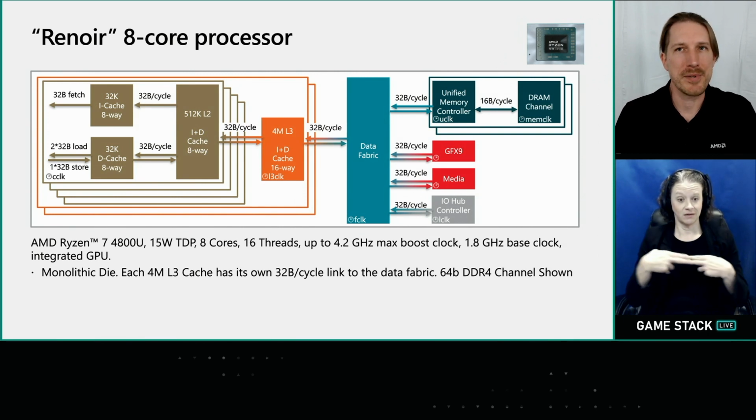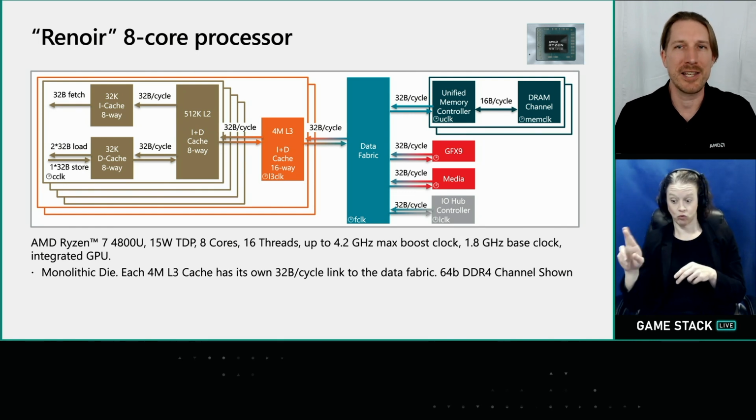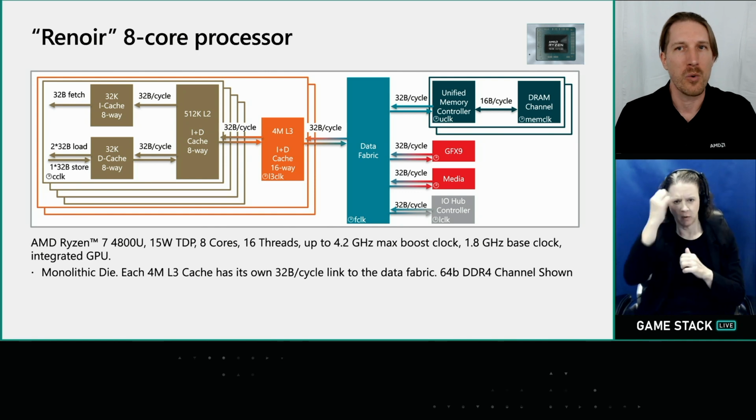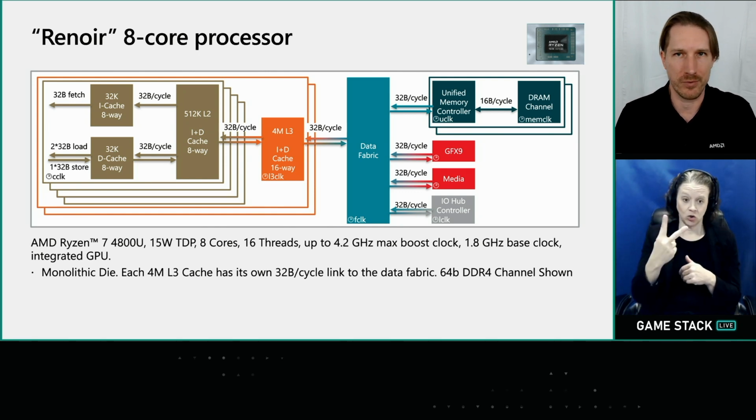This slide shows an abstract diagram of an AMD Ryzen 4000 series mobile processor, codenamed Renoir. Imagine data moving from the DRAM on the far right through the data fabric, caches, and cores on the left. Each unified memory controller manages 64 bits of DRAM, for example, one 64-bit DDR4, or two 32-bit LPDDR4.